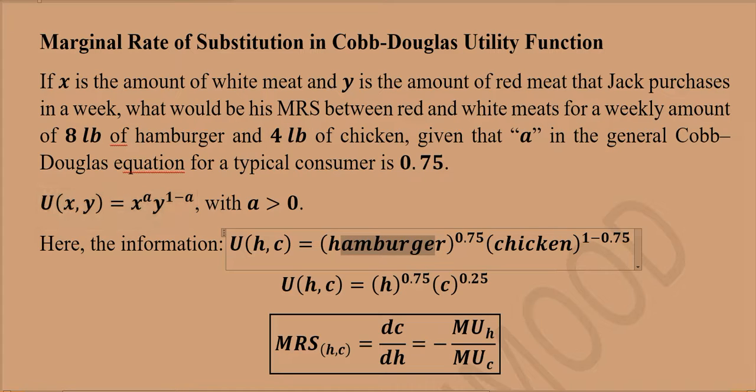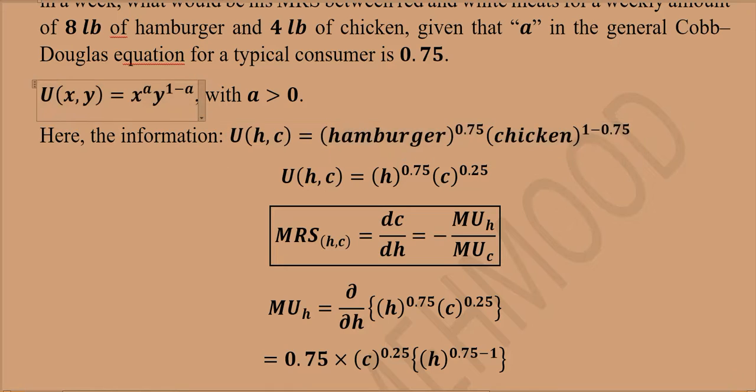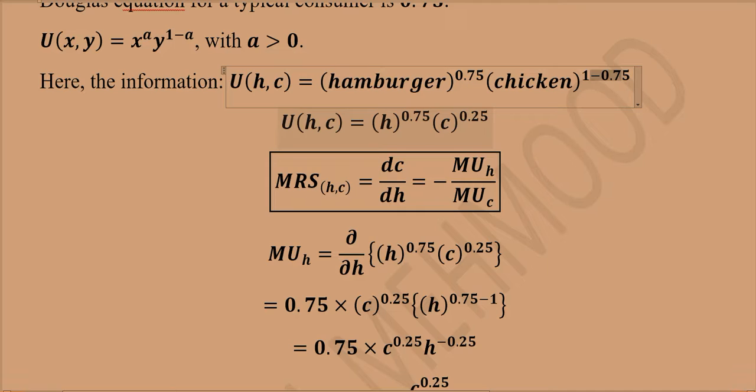So we have customized the Cobb-Douglas utility function here contrarily to the standard form which is given here, where x and y are used. Here we are using h and c for hamburgers and chickens respectively. So now we use the acronyms of the variables, that is h and c. This 1 minus 0.75 becomes 0.25, and now the Cobb-Douglas utility function, which is customized to our given numerical, is now finalized.